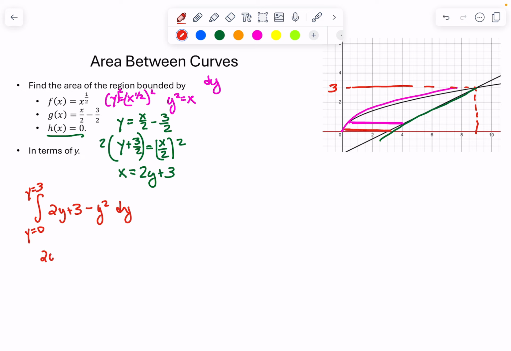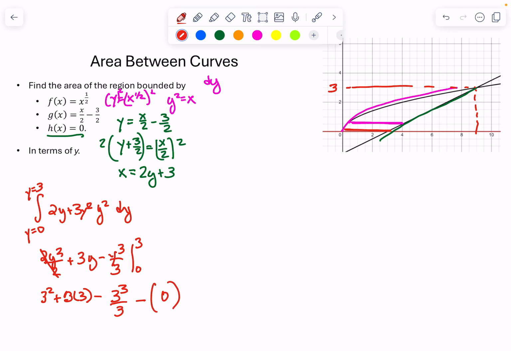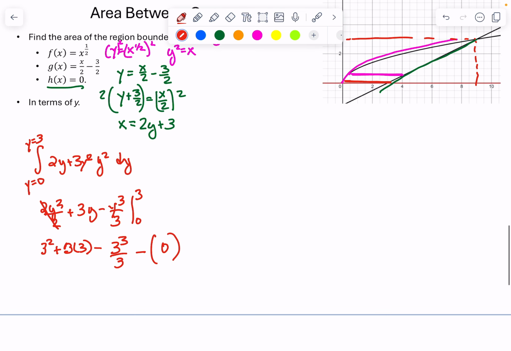So I'm going to go ahead and figure this out. I'm going to add 1 to that exponent, divide by that exponent. Remember, this 3 can be thought of as y to the 0. Add 1 to the exponent, divide by 1. Well, I don't need to divide by 1. And then I'm going to add 1 to the exponent, divide by the exponent, and evaluate from 0 to 3. Well, my 2's cancel out. So what do I get? I get 3 squared plus 3 times 3 minus 3 cubed over 3. And then I'm going to subtract, well, when I put in 0 for all these y's, everything goes to 0. So I don't need to worry about that part.